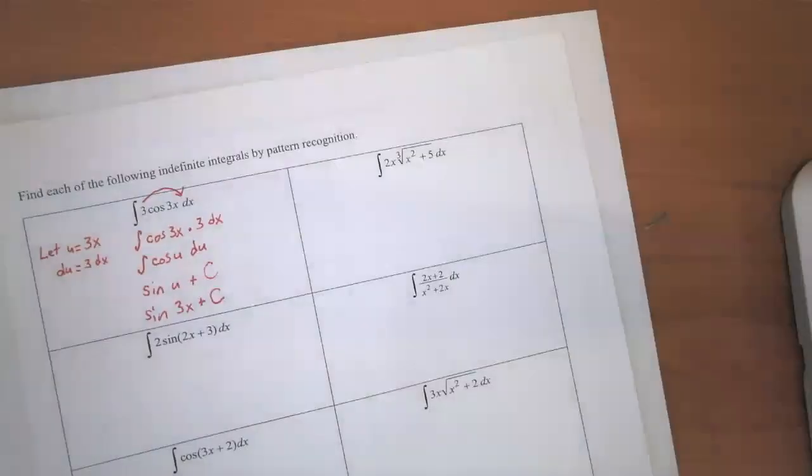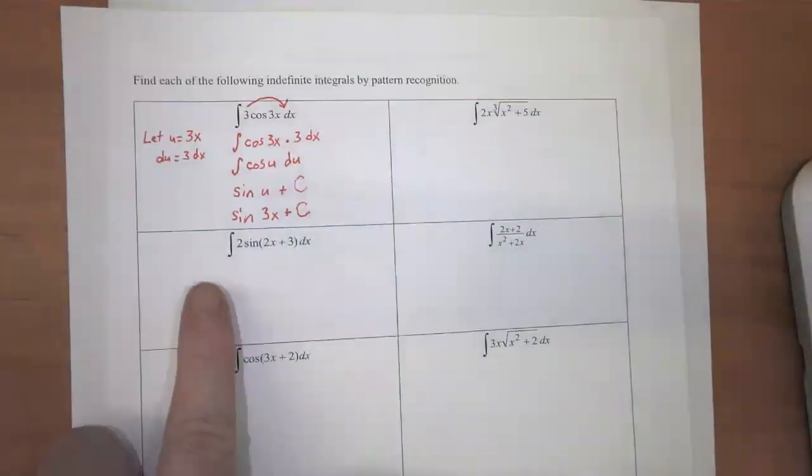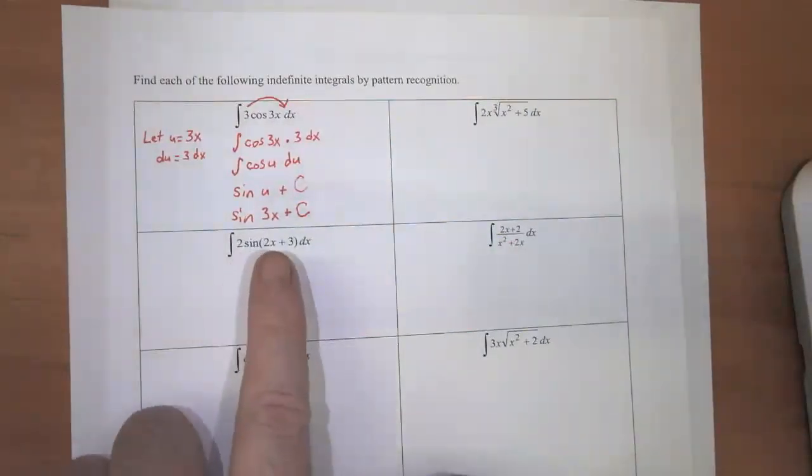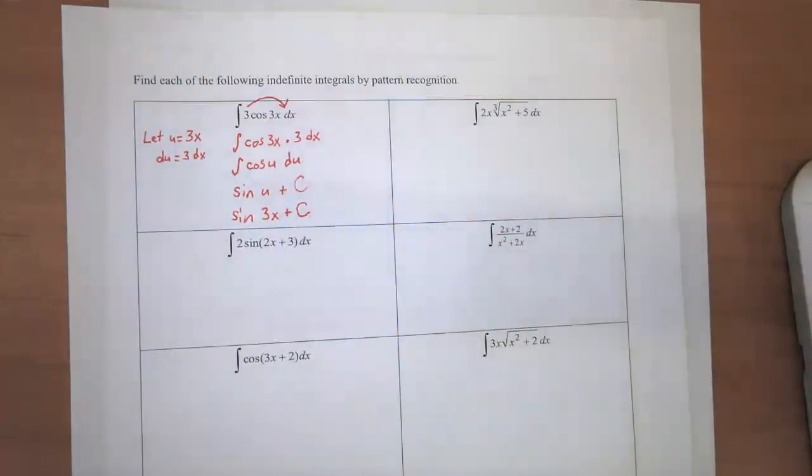Let's take a look at another example of where we're using u substitution to find the antiderivative of a slightly complex function, but one that we can express in terms of a much simpler function. So this time we've got the indefinite integral of 2 times sine of 2x plus 3 dx.